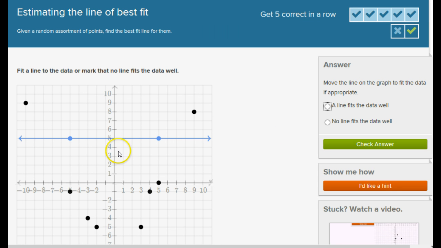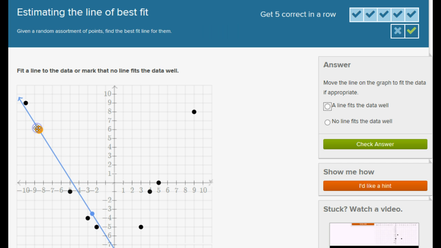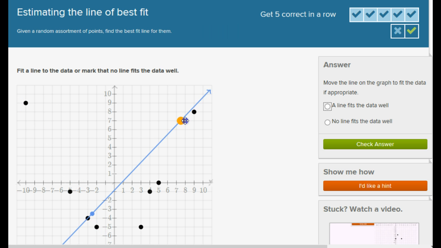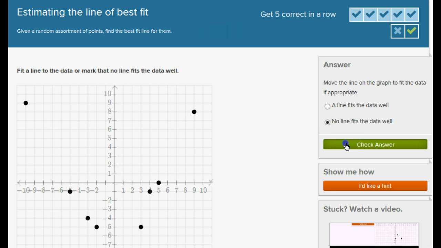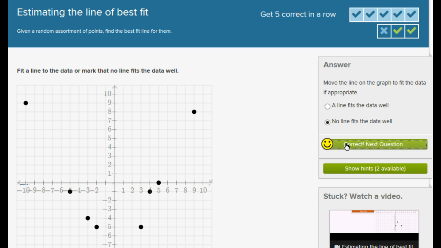All right, once again, these points look a little spread out to me. Not only that, they're in the shape of a U. When I see points in the shape of a U, that tells me that this is going to be a very low correlation. A fitted line is not going to be accurate because I would either have to come over here and use the points here for a fitted line, or I would have to come over here and use the points to the right for a fitted line, but I would never be able to get all of them. So I'm going to go back to no line fits the data well. And that is correct.